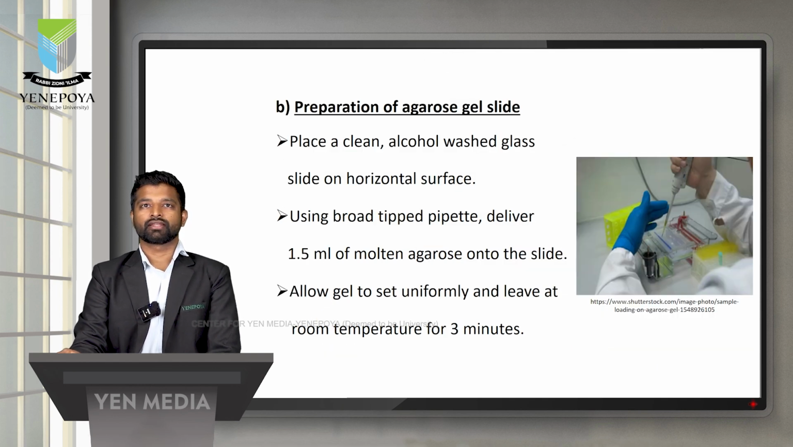The next step is to prepare the agarose gel slide. We should take a clean, alcohol-washed glass slide, place it horizontally, and add exactly 1.5 ml of molten agarose onto the slide using a broad tip pipette. We should allow it to stand at room temperature for 3 minutes so that it settles uniformly and the agarose solidifies.